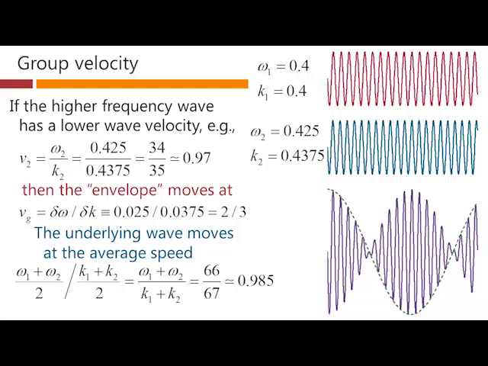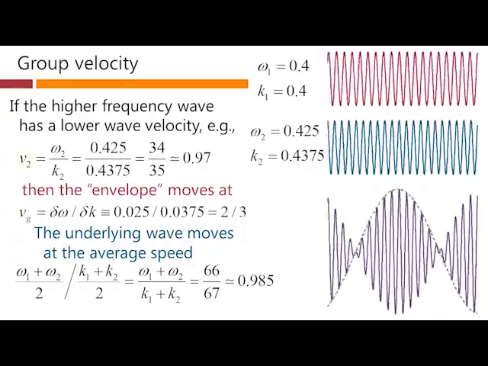The underlying wave, by contrast, moves at the average speed. So that's omega 1 plus omega 2 over 2 divided by k1 plus k2 over 2, which of course is just omega 1 plus omega 2 over k1 plus k2. And in that case, this is 66 over 67, which is 0.985. So the group velocity is 2/3, and the underlying velocity of the wave is 0.985.